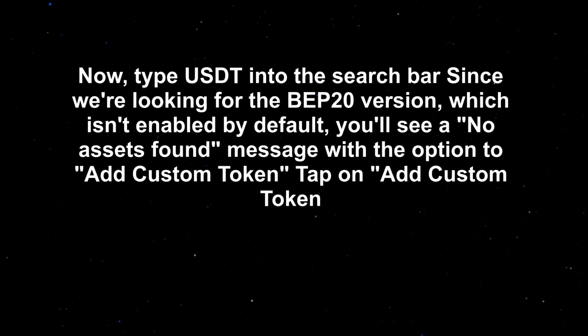Now, type USDT into the search bar. Since we're looking for the BEP20 version, which isn't enabled by default, you'll see a No Assets Found message with the option to add custom token. Tap on Add Custom Token.